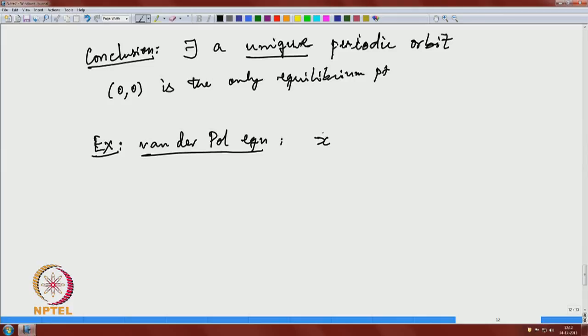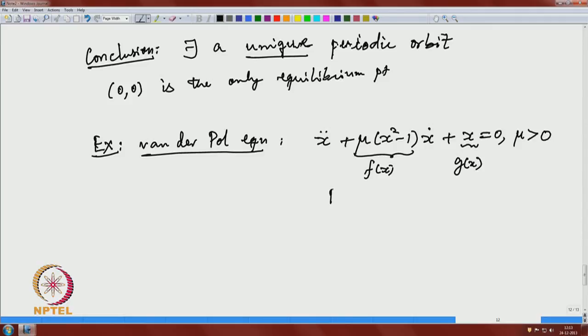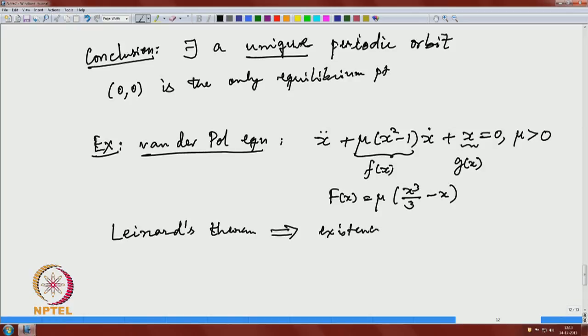Okay. So, the example, as I said, is motivated by the van der Pol equation. So, recall this: x double dot plus mu (x square minus 1) x dot plus x, and mu is positive. Okay. So, here this is our f(x) in the Lienard's theorem and this is g. So, capital F of x will be just mu times (x cube by 3 minus x). So, you see that there is a positive root, namely root 3, and that will remain positive after that. Okay, so the Lienard's theorem implies the existence of a unique periodic orbit.